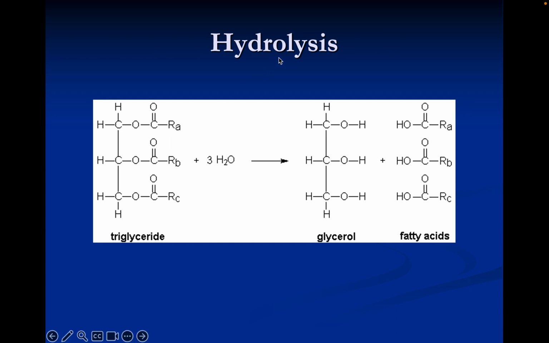All right, here's an example of hydrolysis. So we're breaking apart a polymer to produce monomers. So we've got a triglyceride, a fat here. In the presence of 3 waters, it'll break this down into glycerol and fatty acids. But water has to be present for that to occur.